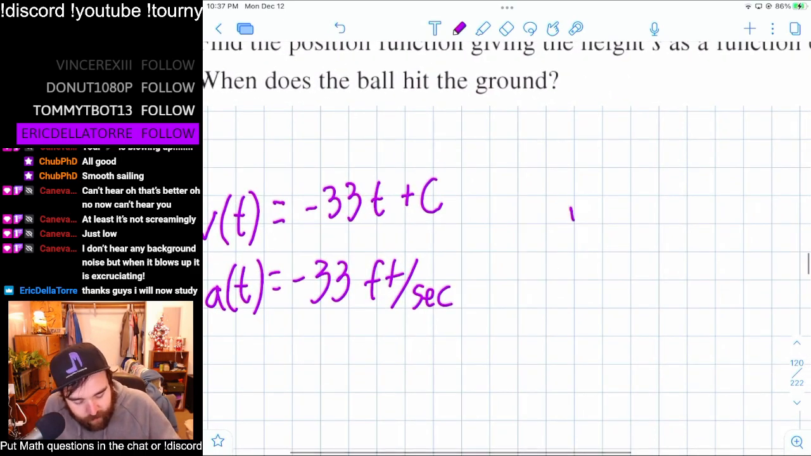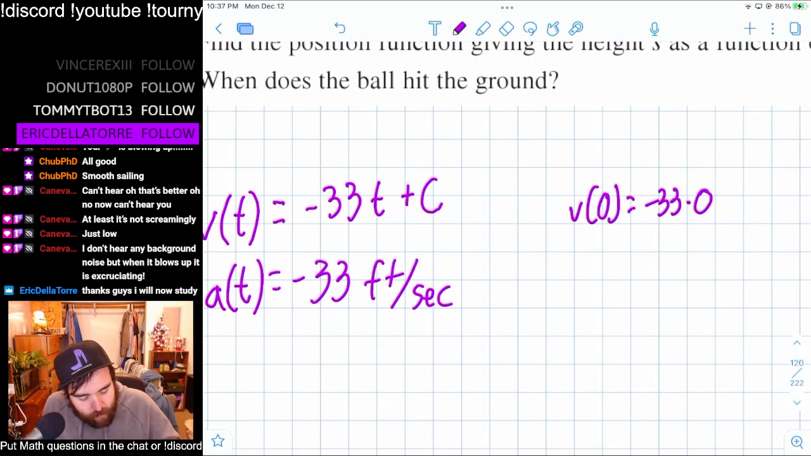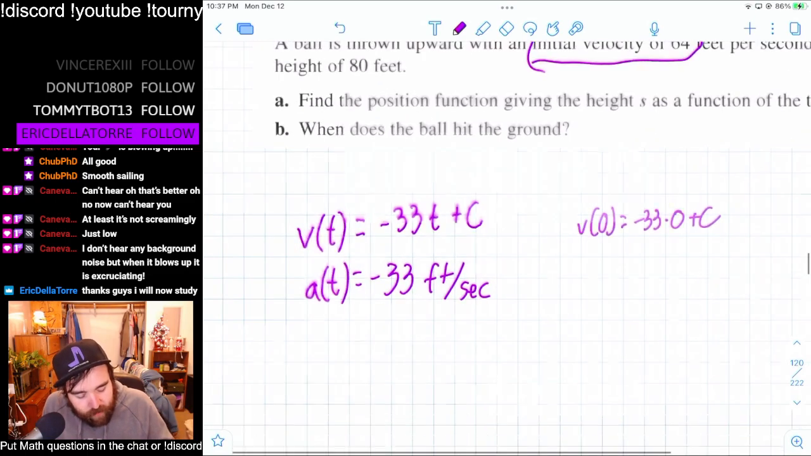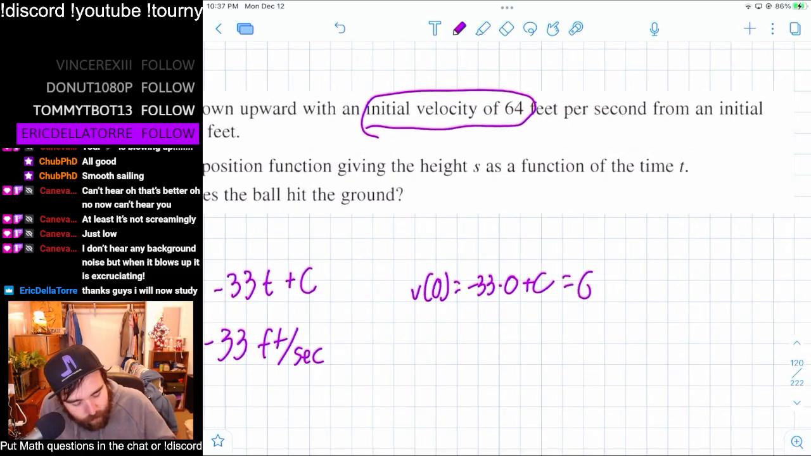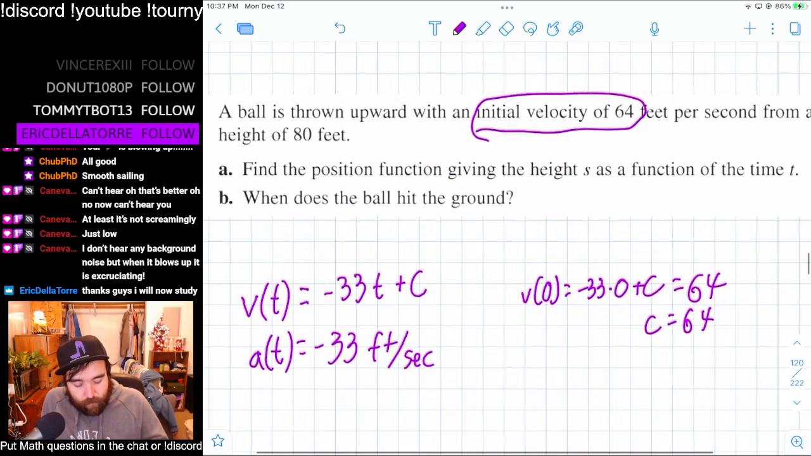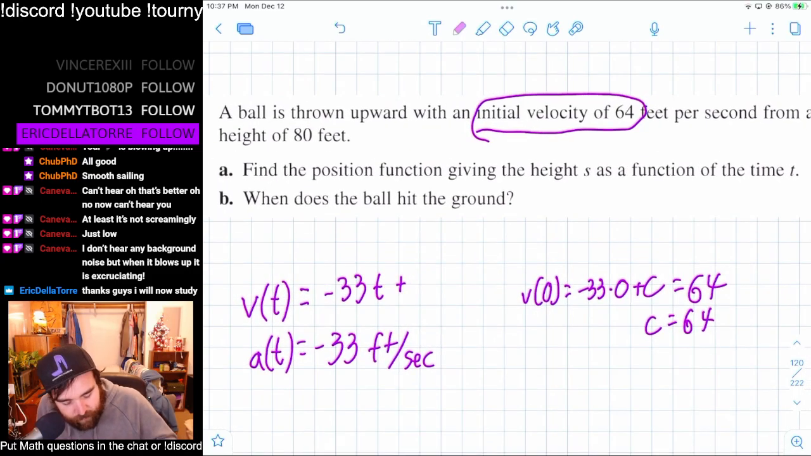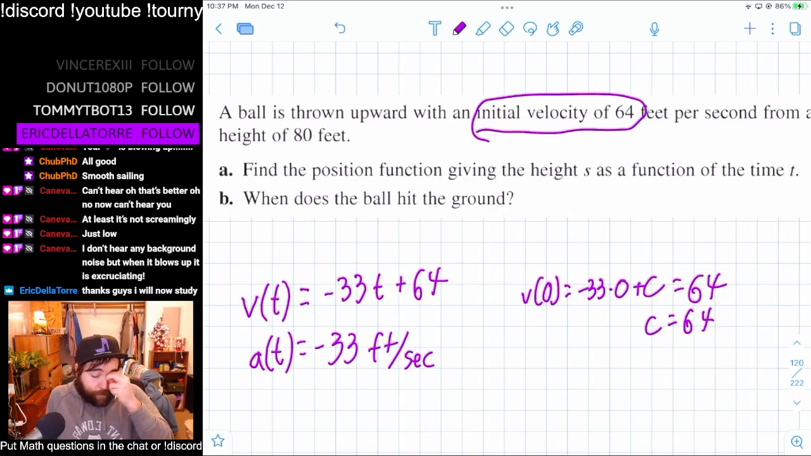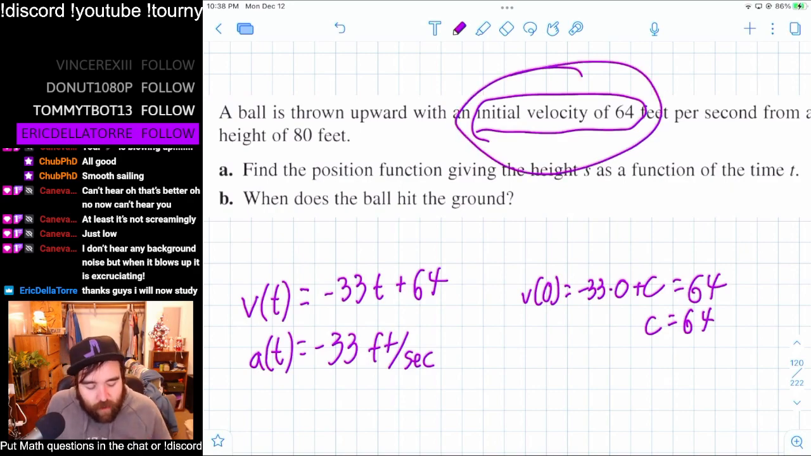So we do that over here. We go v of 0 equals negative 33 times 0 plus c. But they tell us right here that v of 0 is 64. So that means that c has to be 64. So that's actually what our velocity equation is here. It's negative 33t plus 64. Since they gave us that one value that we knew, we could find our c.